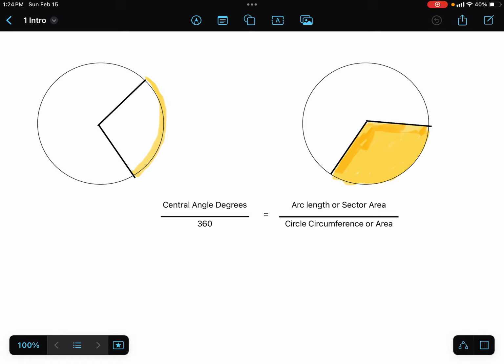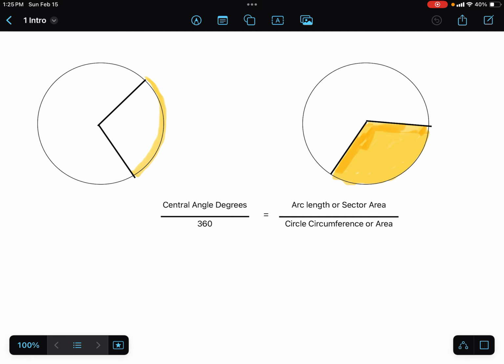Okay, this video is about the length of arcs, arc length, and the area of sectors of circles. These are very, very similar concepts, so similar, in fact, that I'm really going to teach them as one thing. So, an arc is a piece of the circumference of a circle, as outlined in yellow on the left diagram. And a sector is like a slice of pie or a slice of pizza. It is part of the area of a circle.